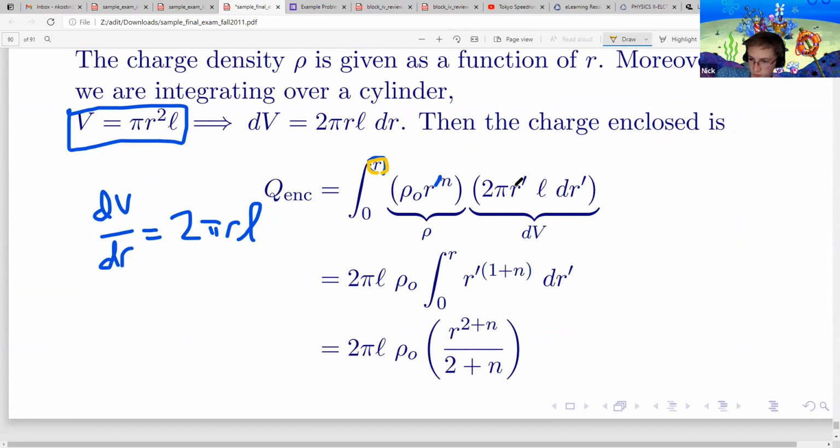Again, these little r's with primes on them are just to distinguish them from the r of the Gaussian surface. Prime does not mean take a derivative. But regardless, 2 pi, L, and rho naught are all constants, so they come out of the integral. And then I have r to the n and just r. When I have two of the same variables and they're both being exponentiated, I can just add whatever is in the exponents. So this has an exponent of 1, and this has an exponent of n. So I'm going to have 1 plus n over here.